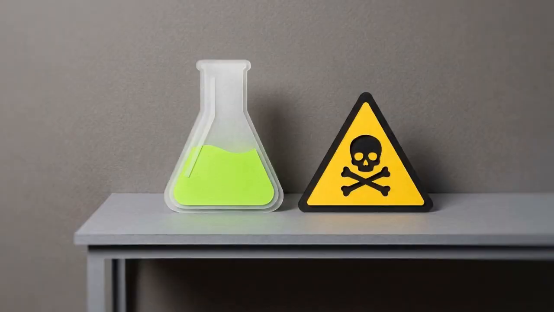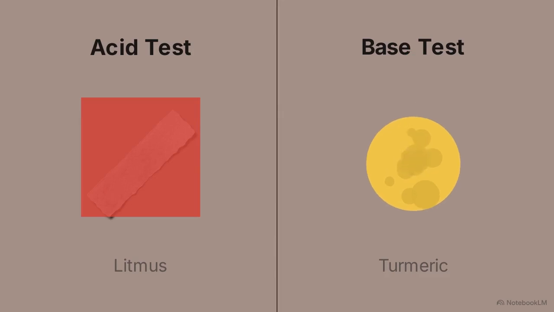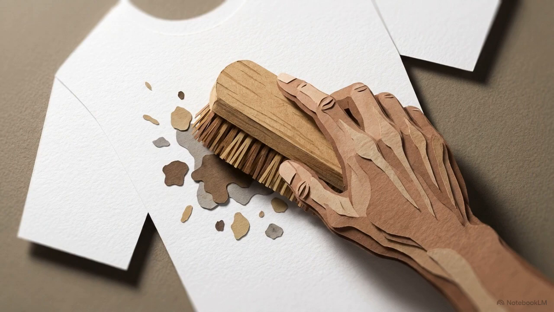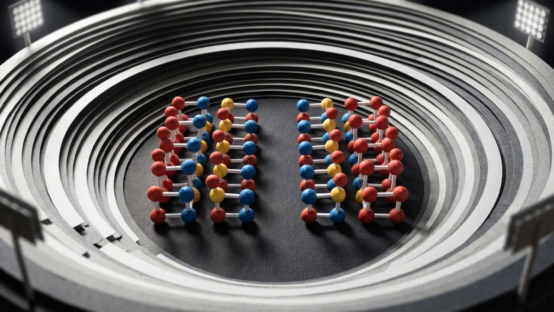Since we cannot safely taste every liquid to find out which side it belongs to, we use chemical indicators. These are substances that change color to reveal a liquid's team. Drop an acid on litmus dye, and it turns a strip of litmus paper red. Drop a base onto a turmeric curry stain, and that bright yellow turns deep reddish-brown. Every time you scrub a stain, bake a cake, or digest a meal, you are watching a localized match in a massive, invisible chemical sport playing out right in front of you.